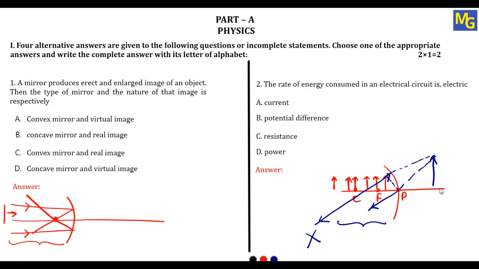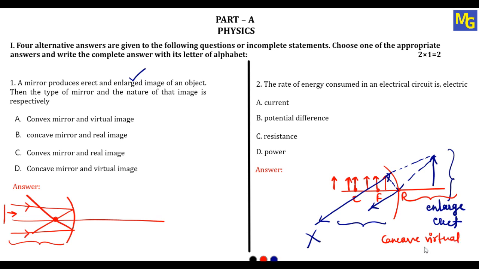So in this case, the image is enlarged, as the question says, and it is also erect. So this condition of the question is satisfied by this diagram. In this case, our mirror is concave, and whatever image is formed behind the mirror will be virtual.